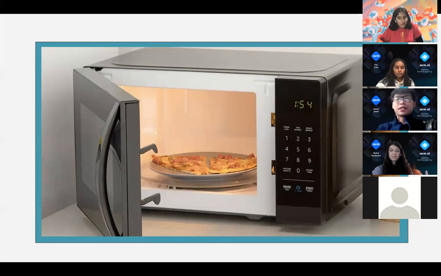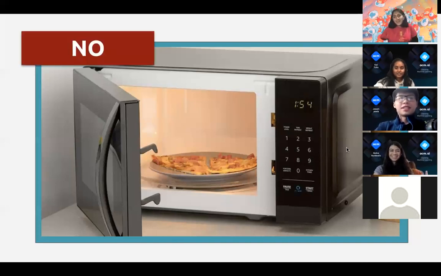I'll wait just a bit to see if there's any other answers here. For the person who said yes, actually, since we're waiting, I'm curious, maybe type a few words in chat why you think this is an example of AI. Oh, okay, you were kidding. I'm sorry, I can't read sarcasm over Zoom. That's hard. But yes, you guys got it. This is not an example of AI. It's just a microwave, nothing intelligent about it. Or nothing yet, I don't know. I don't want to offend the microwave in case there's a robot uprising, but nothing intelligent.